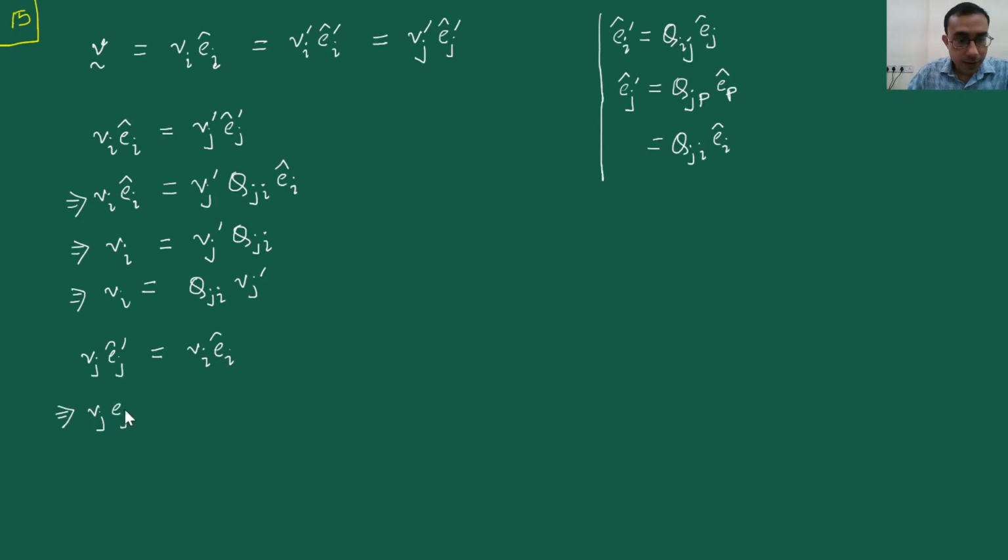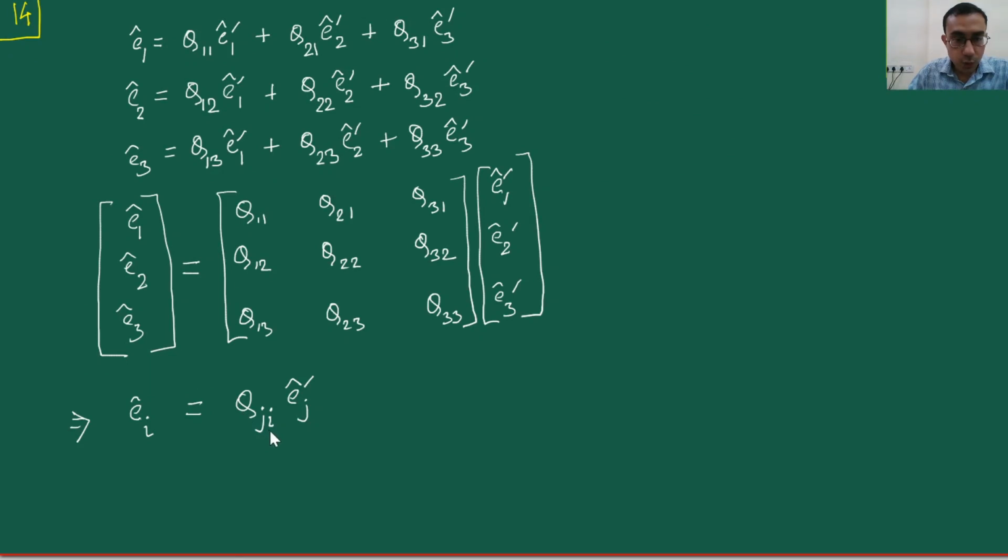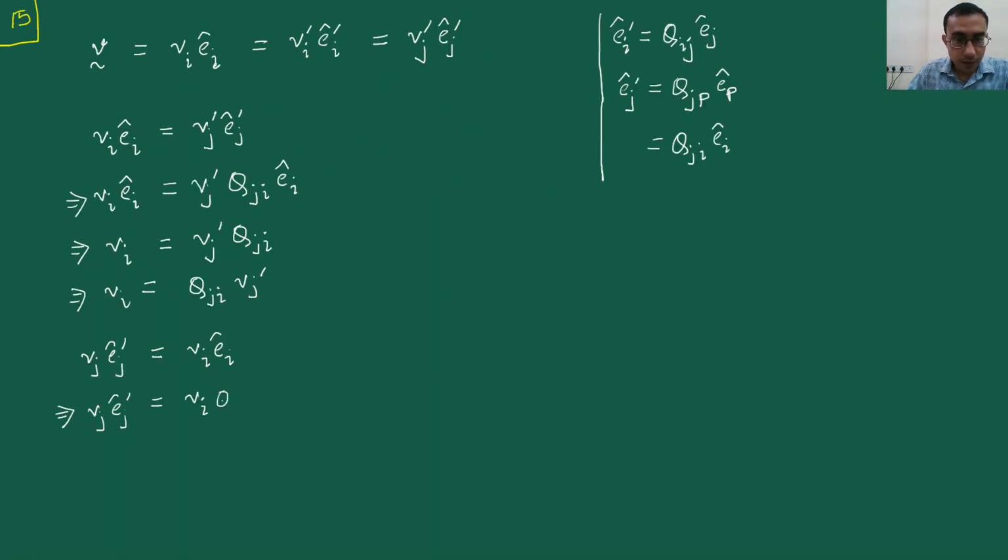So the left hand side remains as it is, the vi remains as it is. We quickly take one more look at the expression of ei. It is qji here, so qji ej hat dash, and again you see both on the left hand side as well as on the right hand side I have the presence of the ej hat dash. So what I can write this as is, sorry, this should be a vj dash. Okay, please note this carefully, there should be a vj dash.